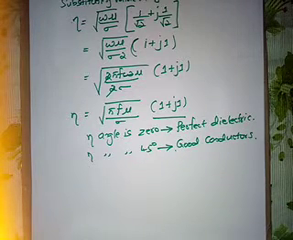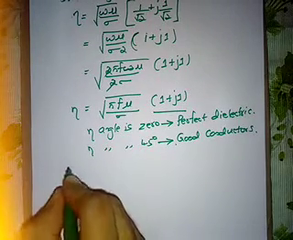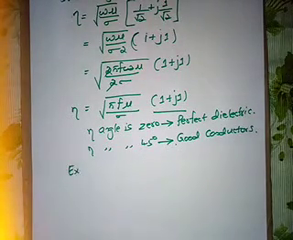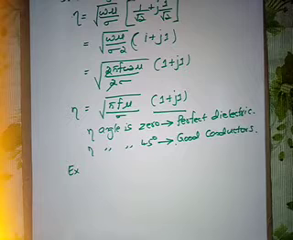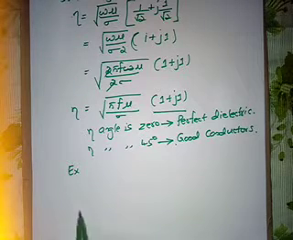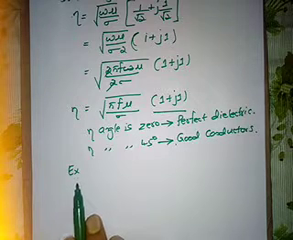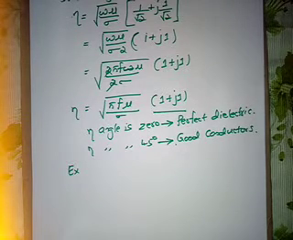Fine. Let us consider the component of electric field Ex traveling in the positive z direction. As it travels in a good conductor, the attenuation will be very high, and the conductivity will also be very high.